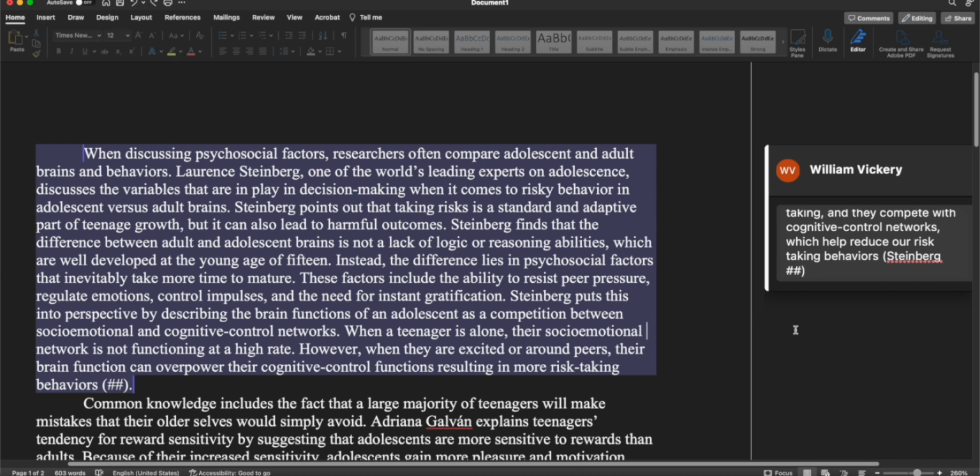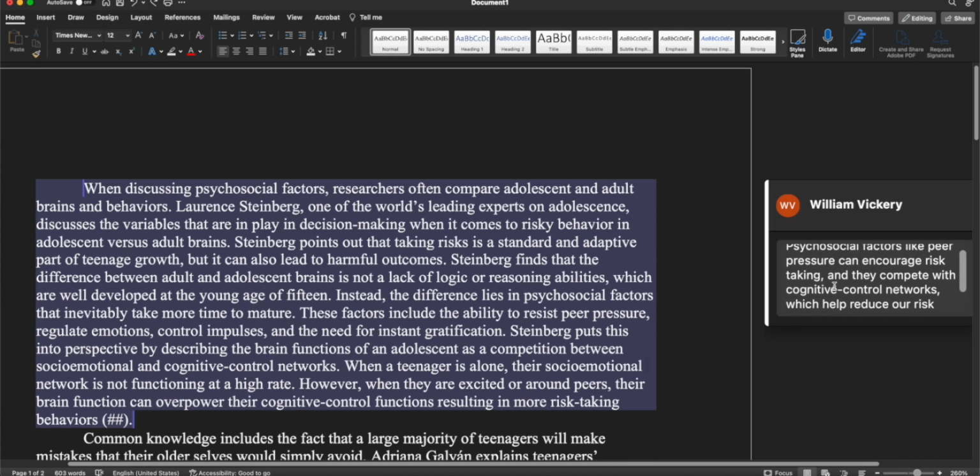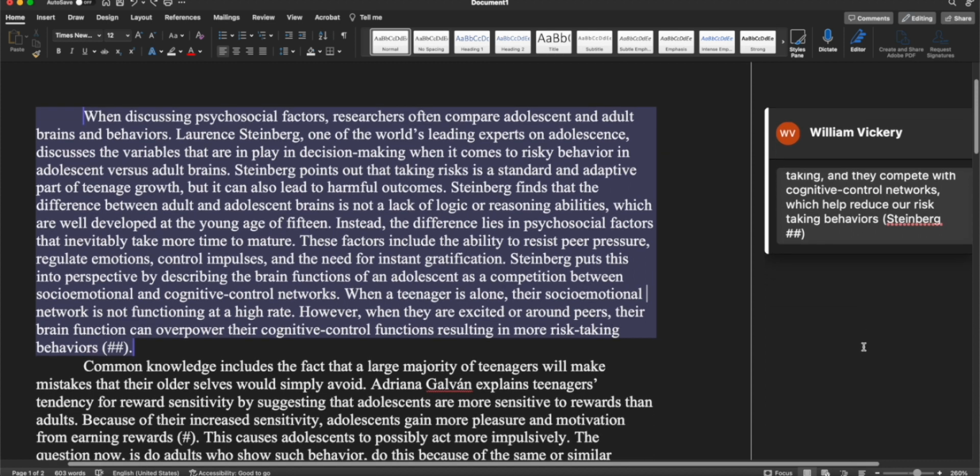Okay. So we've got this down to a sentence, right? And I think we've got the core stuff there. Psychosocial factors like peer pressure can encourage risk-taking, and they compete with cognitive control networks, which help produce risk-taking behaviors. Now, is this research specifically about teenagers? Yes, it is. However, the structure of psychosocial versus cognitive control is a universal structure. It's just the author Steinberg is saying teenagers tend to lean a little bit too much on the psychosocial, right?